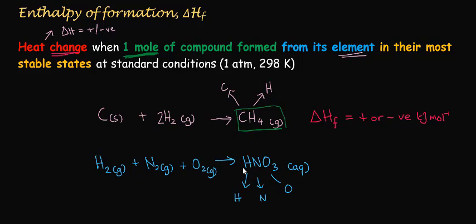Since we only need 1 mole of HNO3, here we only need 1 hydrogen, but here we have 2, so times it with 1/2. Nitrogen here is also 1, but here we have 2, so times with 1/2. And for oxygen we need 3 here, but we only have 2 here, so times it with 3/2. So this is a balanced chemical equation for the formation of HNO3. To write down the thermochemical equation, just add the delta HF. It can be positive or negative kilojoule per mole.